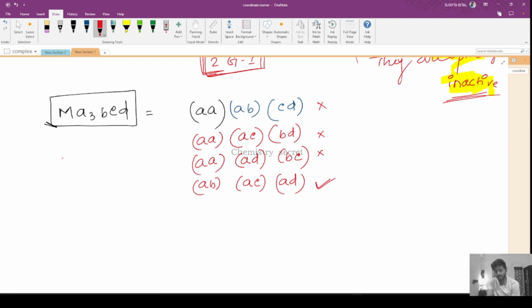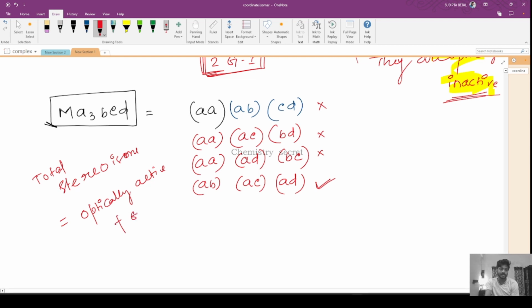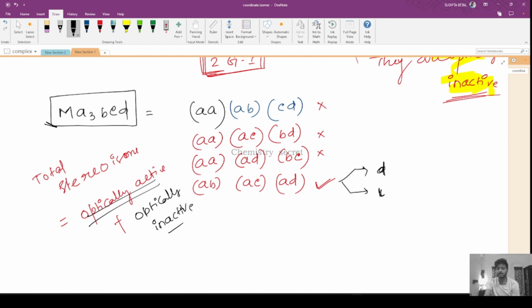So if the question comes, what is the total number of stereoisomers? Total number of stereoisomers means optically active isomers plus geometrical isomers or optically inactive isomers. In the case of an optically active isomer, there can be two isomers: one is D and another is L, dextrorotatory and levorotatory. So what is the total number of stereoisomers? 1, 2, 3, 4, 5. In the case of optically active, you have to consider two isomers, and optically inactive isomers 3. So the total number of stereoisomers is 5. Okay, so that is the answer.